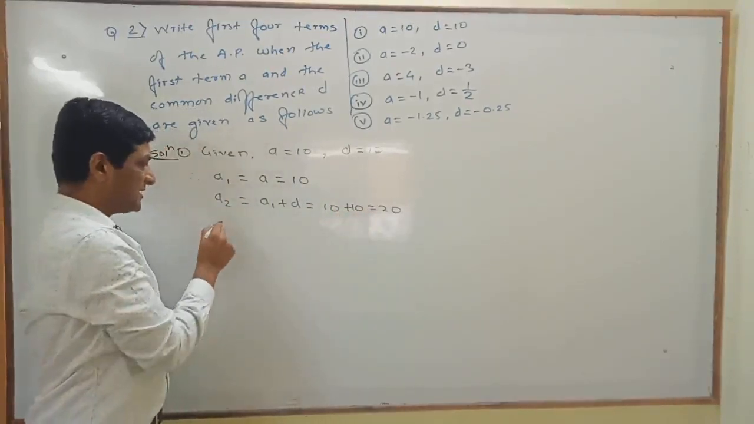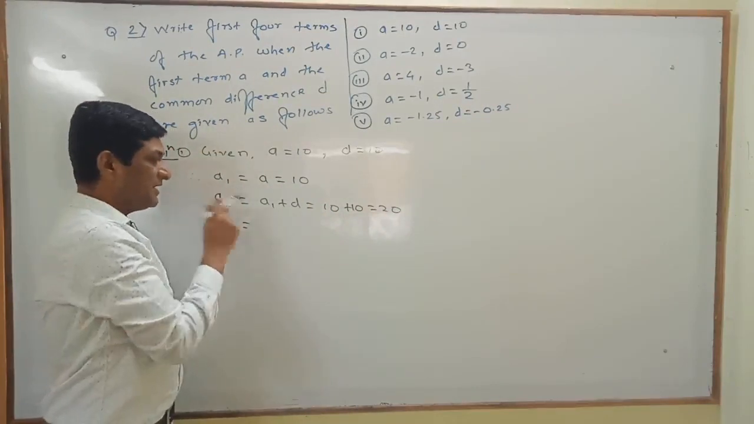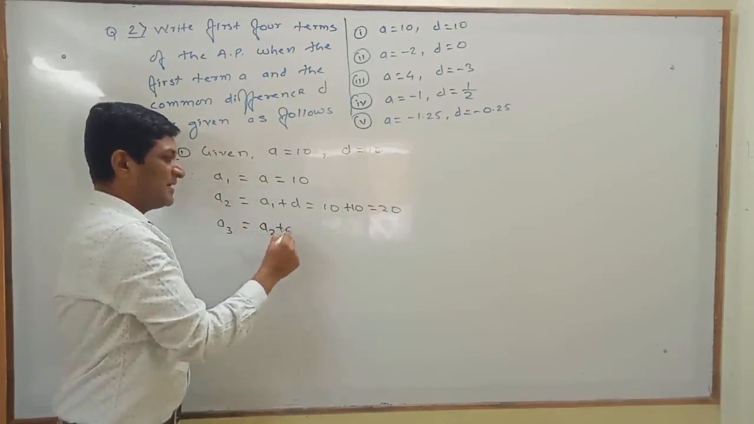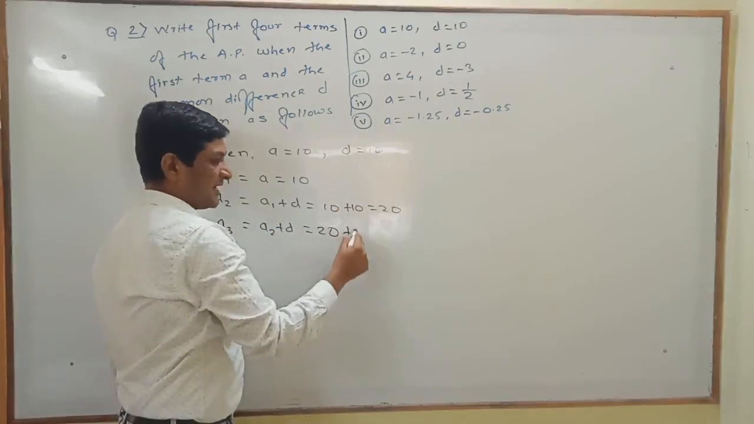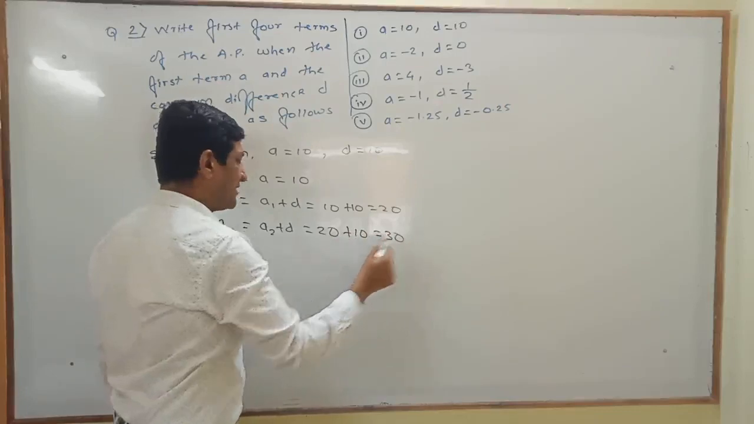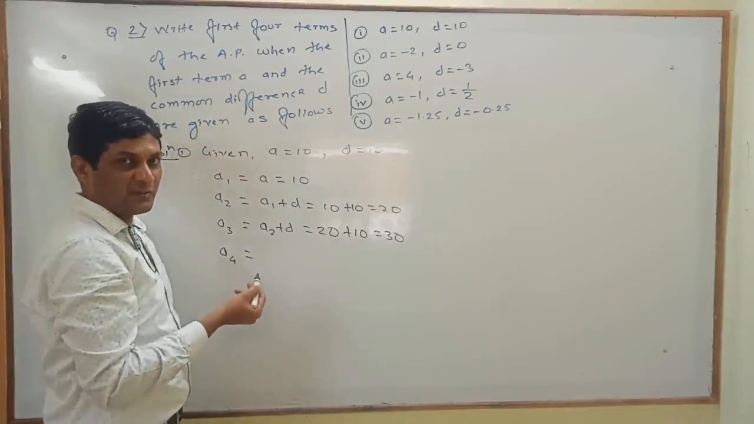In this way we have got the second term. To find out the third term, add d to the second term. a2 plus d. What is a2? 20. What is d? 10. So it will be equal to 30. Again let us try to find out the fourth term. To find out the fourth term, again what we have to do?